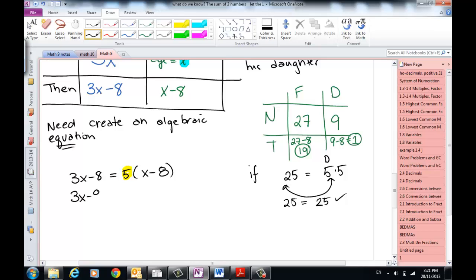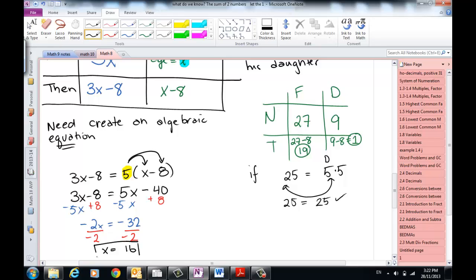So we have 3x minus 8 is equal to, now remember we've got to distribute this, so we have 5x minus 5 times 8 is 40. And now because I'm going to solve this, I'm going to add 8 to both sides. I'm going to subtract 5x from both sides. Could have done it the other way as well. Negative 2x is equal to negative 32. Next thing we want to do is divide both sides here by negative 2, because we want to know what x equals. We get x equals 16.